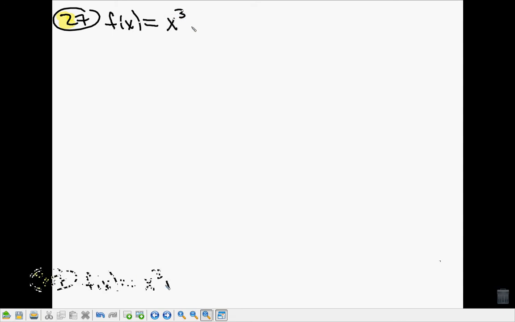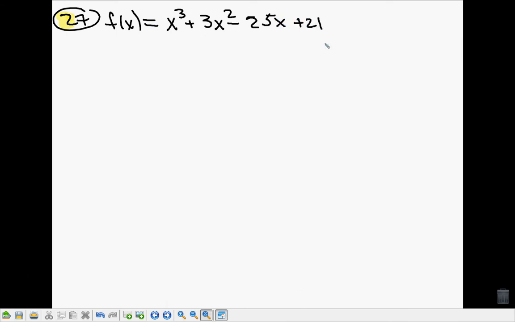X cubed plus 3x squared minus 25x plus 21. So the first thing I do is I make sure it's in descending order, no holes, nothing's missing, okay? So before we can even try this problem, we have to do P over Q. They didn't tell us where to start. So we need factors of the constant over factors of the LC, the leading coefficient.